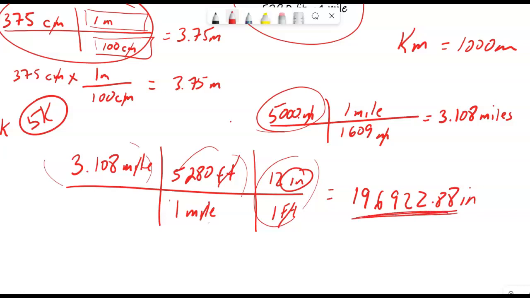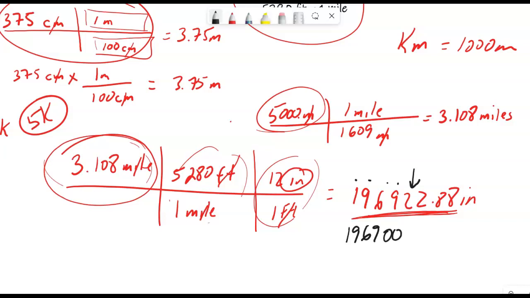Now, we don't know all of these digits. We're not allowed to report all of them. We can only base our calculation on the number of significant figures in our original measured quantity. So that's 4 significant figures. So I'm going to start here. Let me get a different color pen. 1, 2, 3, 4. The next digit is a 2. So I'm going to write down 196,900 inches. And that's 4 significant figures. These zeros are placeholders. And that's how you do conversion factors from one unit to another.